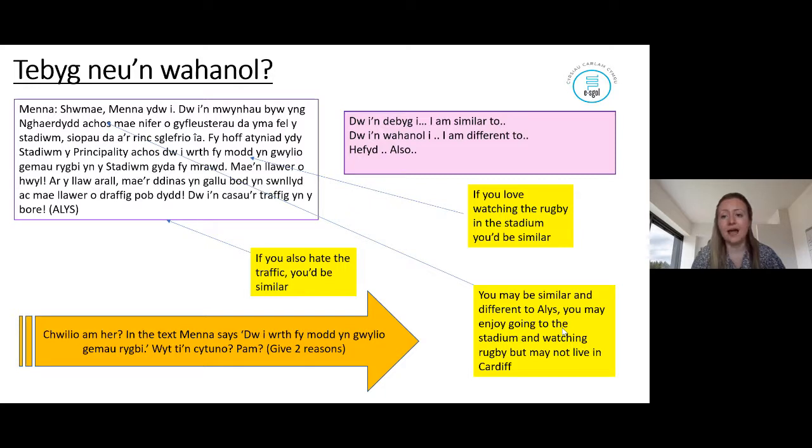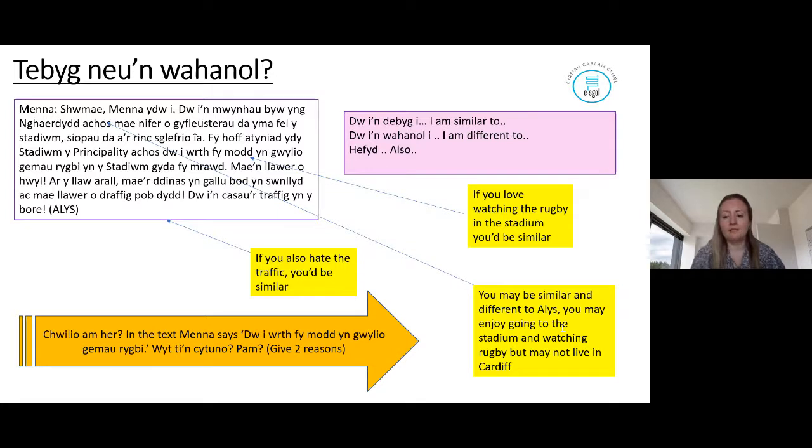And that phrase again, ar y llaw arall, on the other hand, dwi'n wahanol I Mena, I'm different, achos dwi ddim yn byw yn Caerdydd. I don't live in Cardiff. And then, by extending your work, of course, going on to say where you do live. So, dwi'n byw yn Abertawe, I live in Swansea, ac yn fy marn I, mae Abertawe yn ddiddorol. And then you could also compare Cardiff and Swansea if you didn't live in Cardiff, for example. You could use phrases like mae'n well gyda fi.